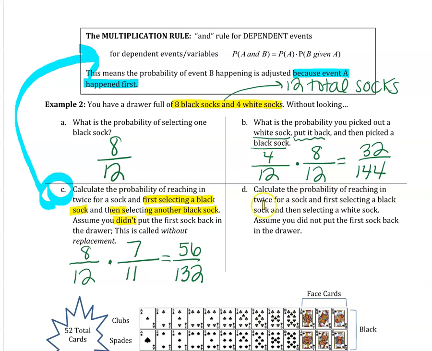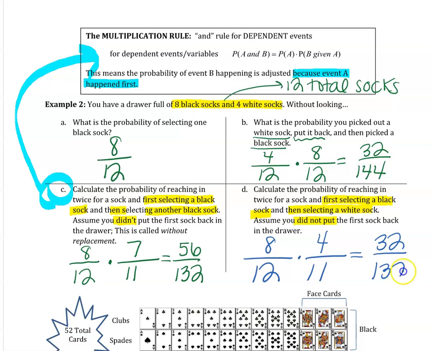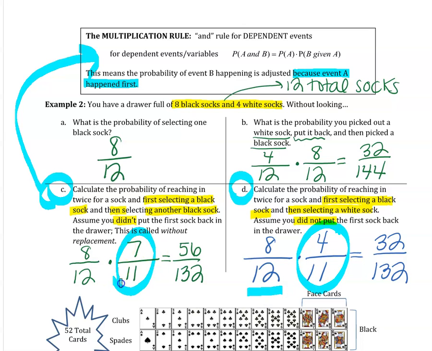Calculate the probability of reaching in twice for a sock and first selecting a black sock and then selecting a white sock. Assume you did not put the first sock back in the drawer. So again, 12 socks. First sock is black. Now you're picking from 11 socks in the drawer. How many are white? Well, you didn't pick a white sock out to begin with, so all 4 of them are still left over. So this would be 32 out of 132. And that again is for dependent events because this probability was adjusted as a result of this happening first. This probability was adjusted as a result of this happening first.